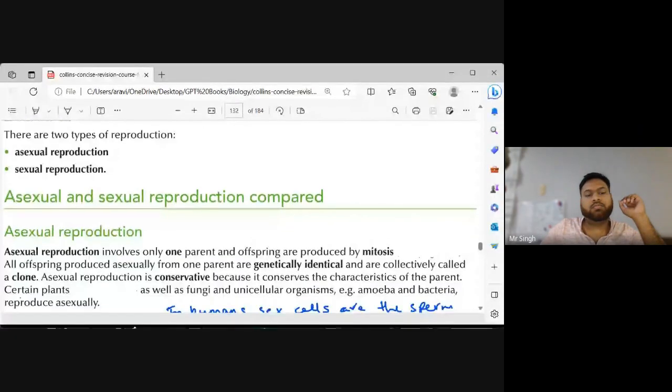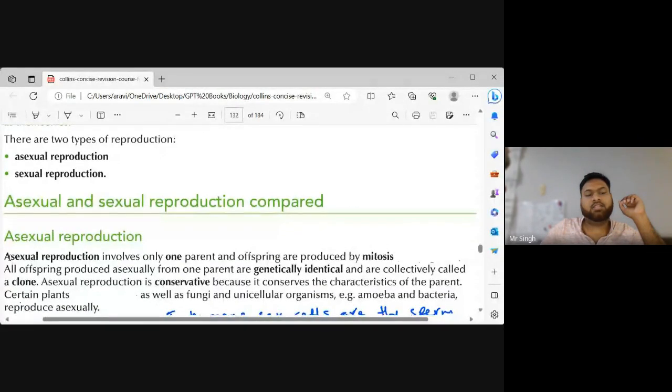So asexual reproduction involves only one parent, and offspring are produced by mitosis. And as I said, we will deal with the cell division just now, right? So asexual reproduction only requires one parent. All offspring produced asexually from one parent are genetically identical and are collectively called a clone, right?